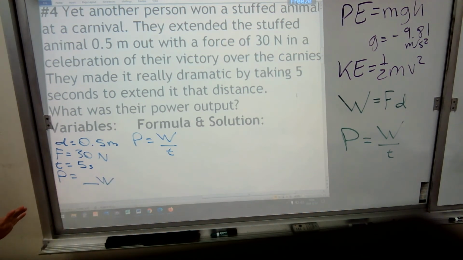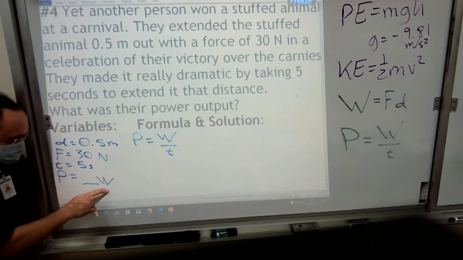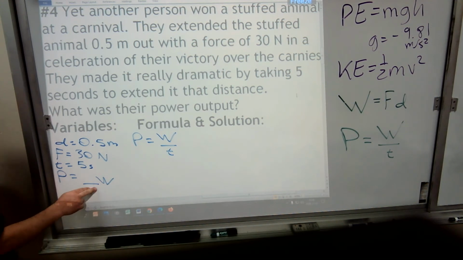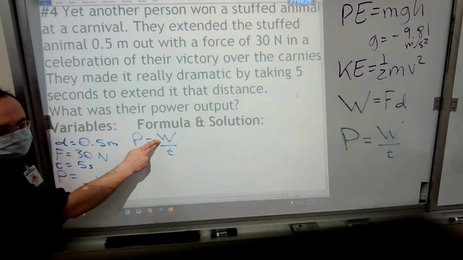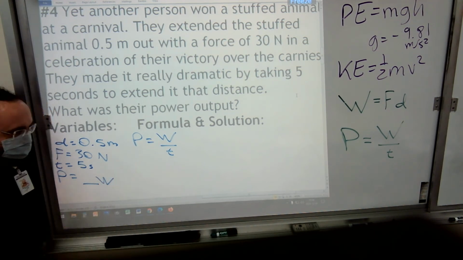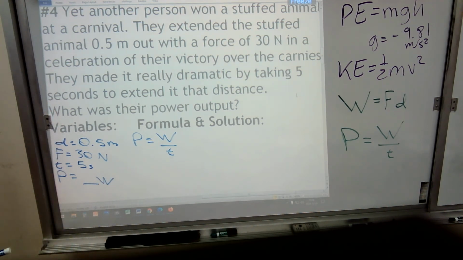This is where it's confusing. You've got to keep this straight. This capital W is an abbreviation for the unit watts, for power. This other capital W is an abbreviation for the variable work. So you've got to remember that. There's no real trick to it, I guess.